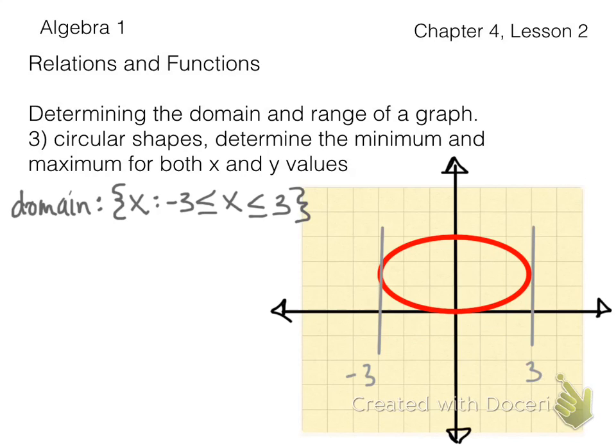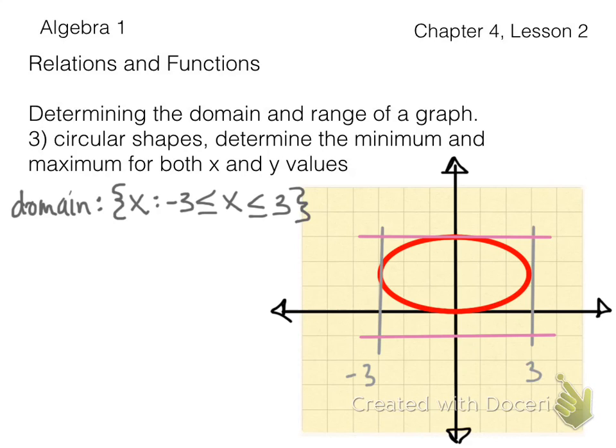So let me see if I can get rid of this. Oh, nope, I can't. Okay, so let me erase this. Oops, I can't do that. Okay, so let's just talk about the range with those domain lines still on there. So the range, let me use a different color. Let me use pink. The range is also going to be the maximum and the minimum of what's going on here, but on the y-axis now, not the x-axis.